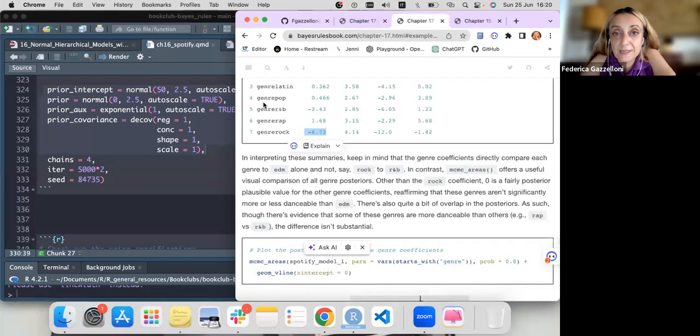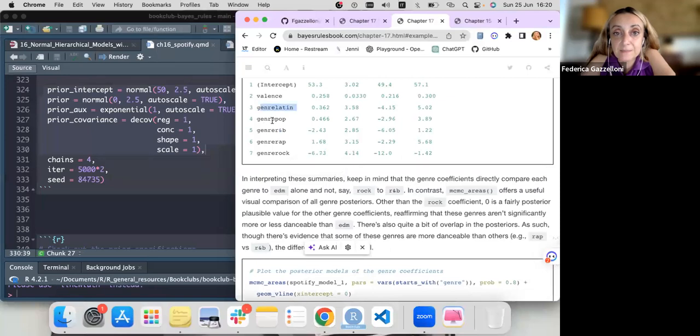Maybe compared to the others, well, general lighting, pop, R&B.